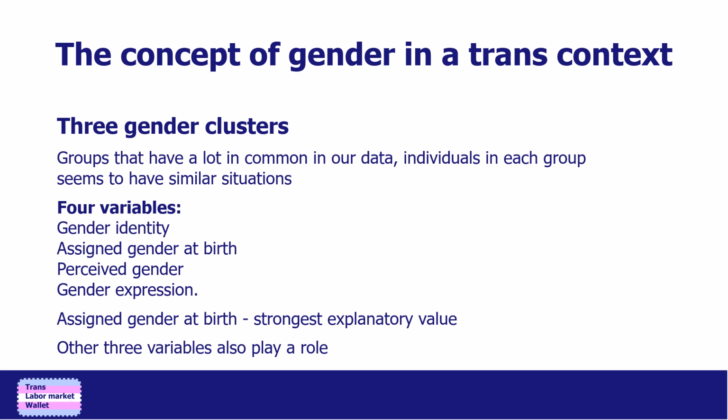To dig deeper into gender, we created gender clusters. Clusters are mathematically calculated groups that have a lot in common in our data, where individuals in each group answered similarly in our questions. They were created from 4 variables: gender identity, assigned gender at birth, perceived gender, and gender expression. And we found that assigned gender at birth had the strongest explanatory value, but the other 3 variables also played a role.